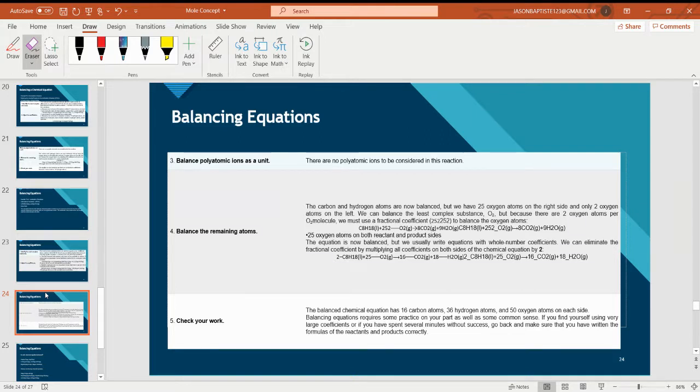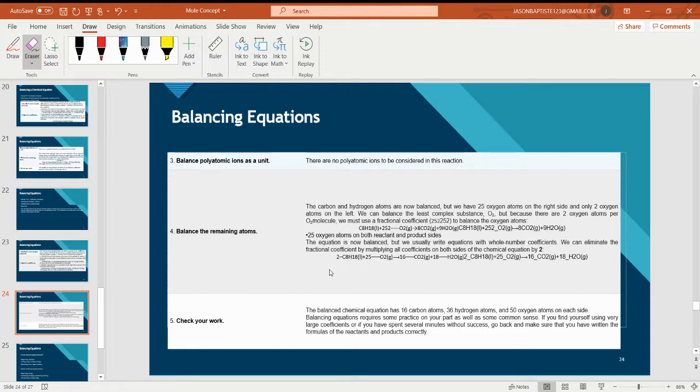So when you multiply throughout by 2, now we're going to get 2 molecules of isooctane. We're going to get the 25 O2 gas. Now we're going to have 16 carbon dioxide molecules being produced and 18 water molecules being produced, because everything now is multiplied by 2 throughout the whole equation. And now this is the balanced equation in the end.